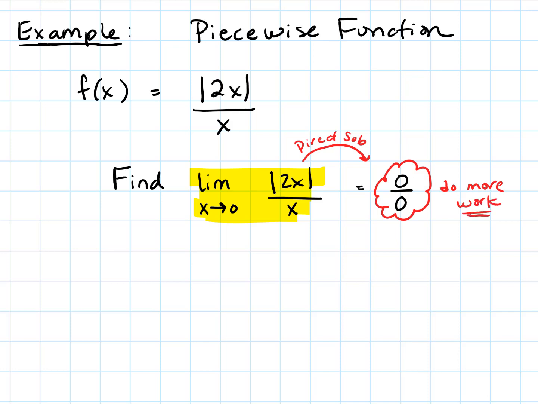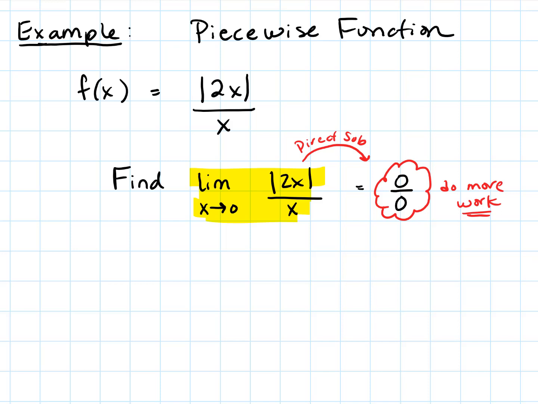Obviously, the function itself is not defined at 0 because of the division by 0. We're not so much concerned, though, when we look at limits, whether the function exists. If the function does exist at that point, then the limit could be equal to the function's value if we can take the limit. But in this case, this is going to mean we do more work.